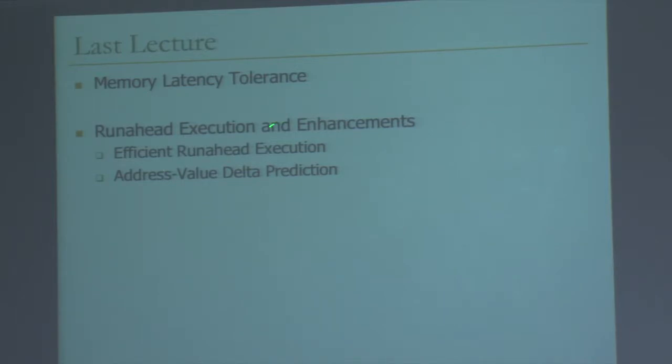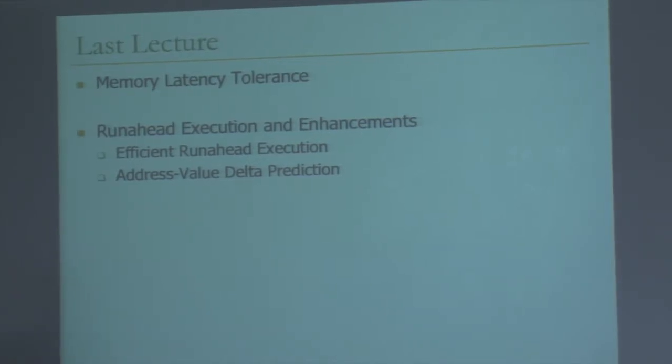And we've also talked about some enhancements to run-ahead execution, like efficient run-ahead execution and address value delta prediction. So hopefully you remember that. So this was a value prediction mechanism that actually is used just in run-ahead mode to enhance the ability to parallelize cache misses. Right.